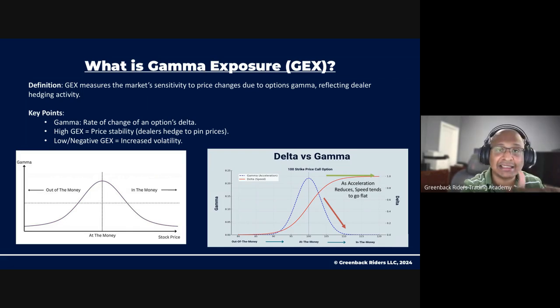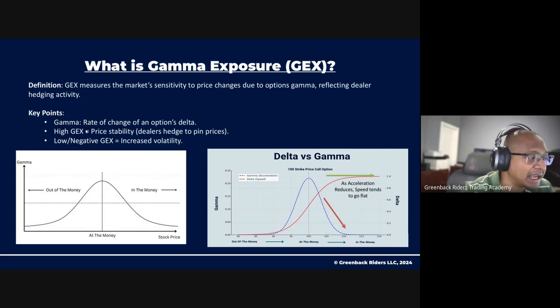So delta is the rate of change in the options price with respect to every dollar movement in the underlying, whereas gamma is the rate of change of delta for every dollar movement in the underlying. So it's the second derivative. Delta is the first derivative, and gamma is the second derivative of options prices. So we look for the rate of change of an option's delta, which is gamma.